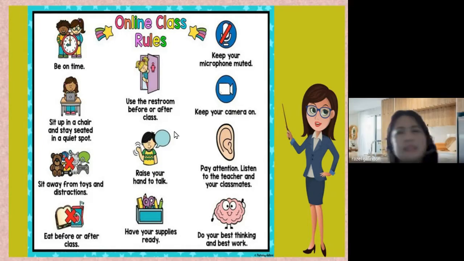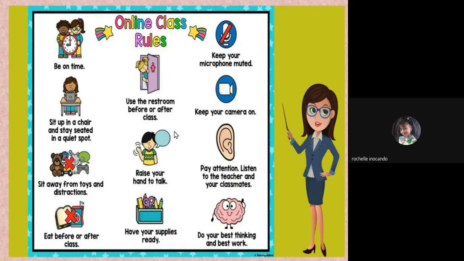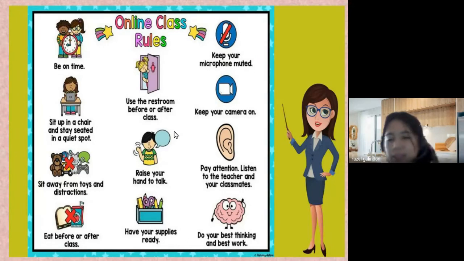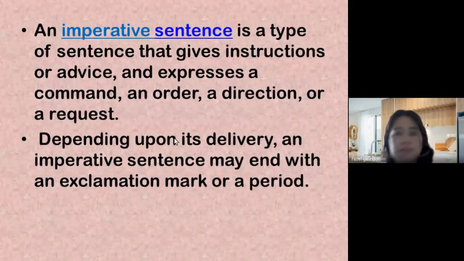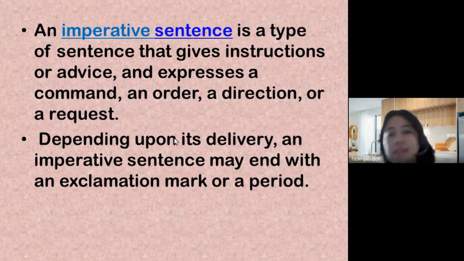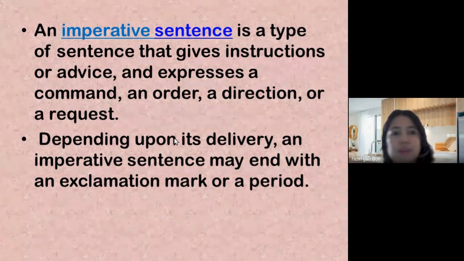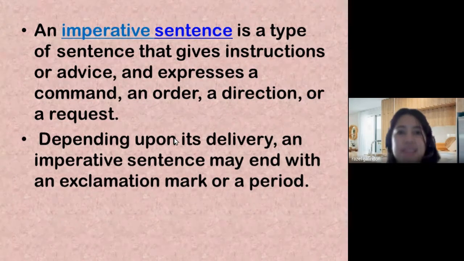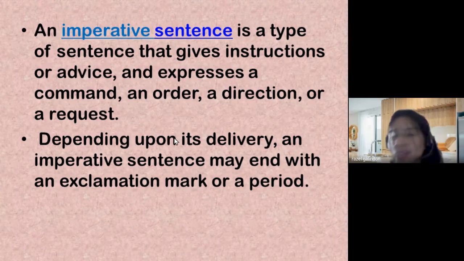So therefore, what is imperative sentence? Making commands, ma'am. Okay, Rochelle, making commands. Giving instructions. Let us see on my next slide if you are correct. Remember our module number 2, or learning activity sheet number 2, focuses on imperative sentence. You are correct that an imperative sentence is a type of sentence that gives instructions or advice, expresses a command, an order, a direction, or a request.